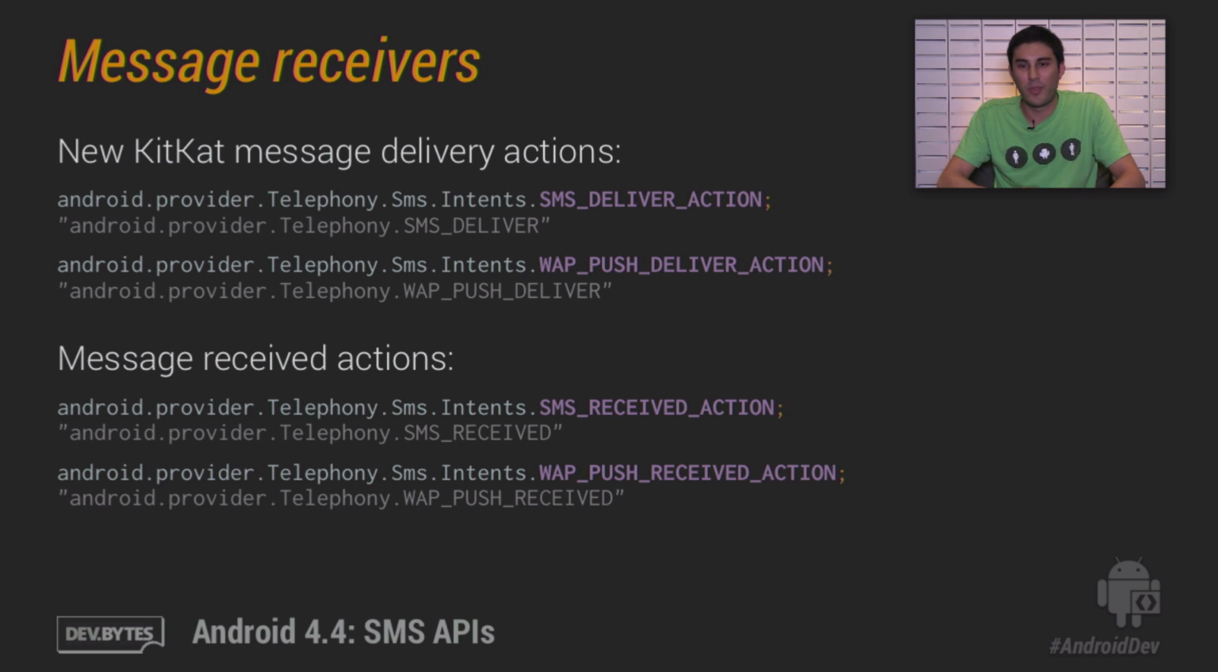To distinguish the difference between these two, think of SMS received action as the system has received an SMS, whereas the SMS deliver action says the system is delivering your app an SMS because you are the default SMS app.